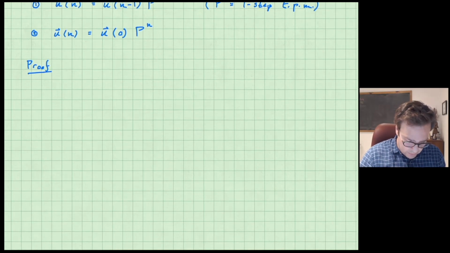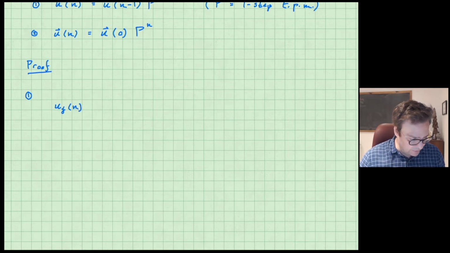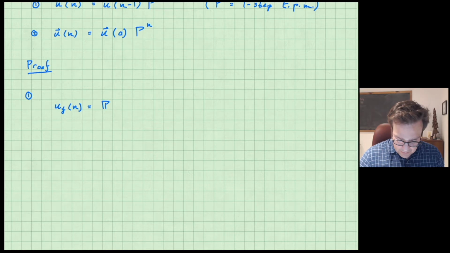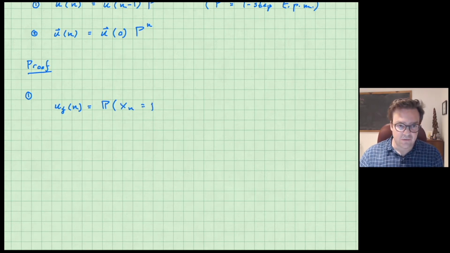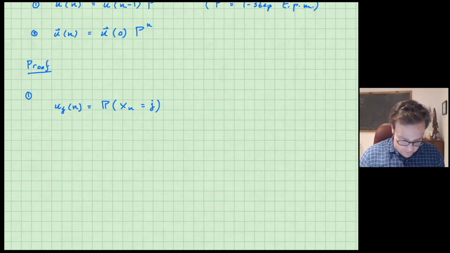All right, so we're first going to work on number 1. We'll write out the left-hand side, uj at time n. That subscript, I'm going to rewrite that. Uj at time n, right? So we'll just write it out as a probability. And then what we're going to do is use the total probability theorem. Like that. So that's the definition of the component j of this vector.